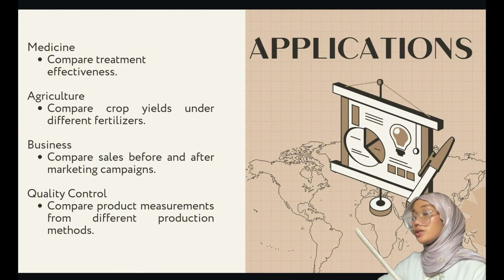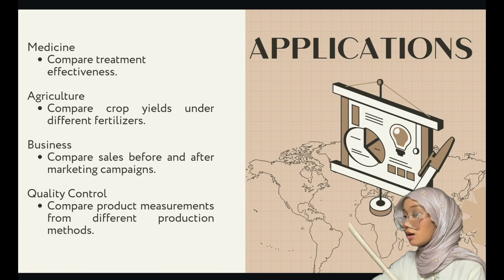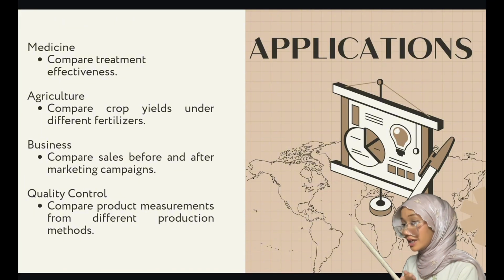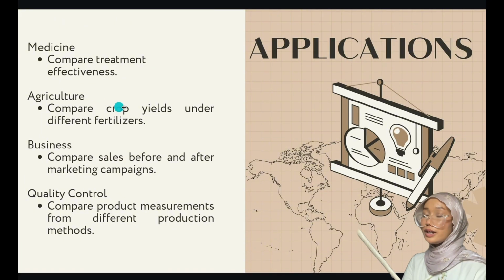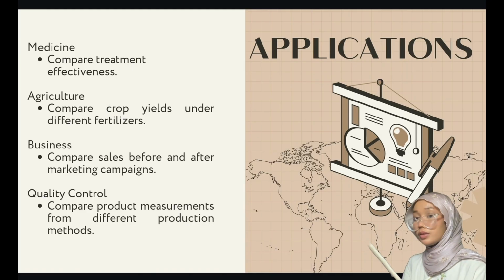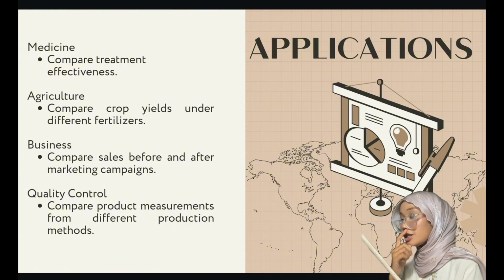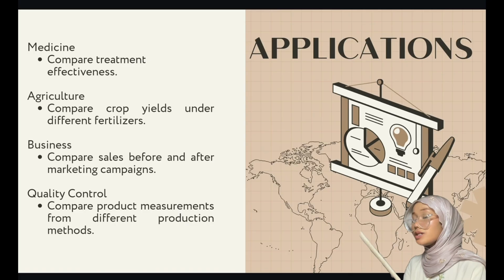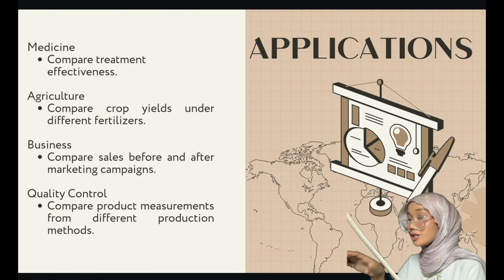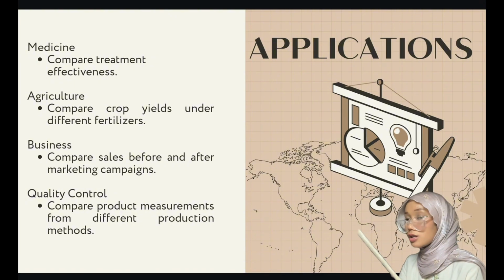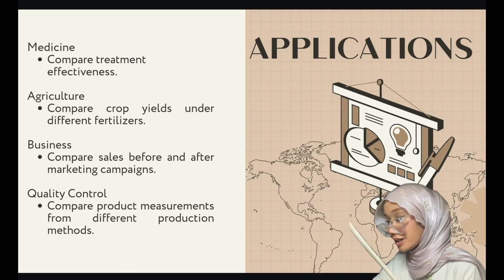Other than that, we also use t-tests in business. Organizations use t-tests to evaluate marketing campaigns, employee performance, and product sales. And last but not least, we can also apply t-tests in quality control, where we can compare product measurements from different production methods. This can ensure the production process meets the required standards. Because of its versatility and simplicity, the t-test is one of the most important statistical tools used across many scientific disciplines.